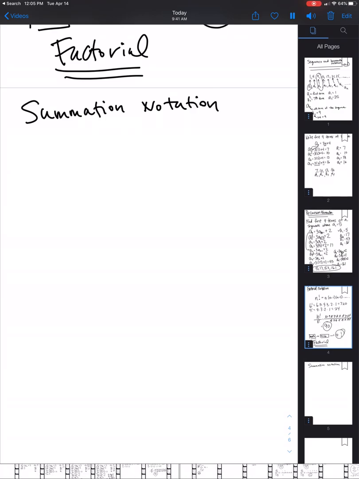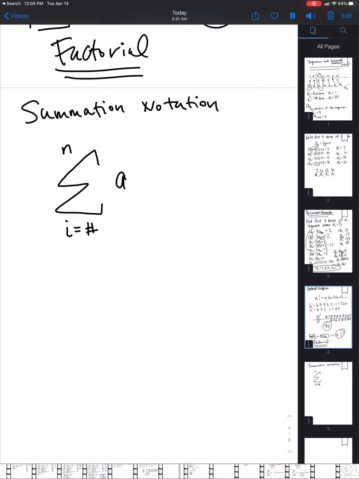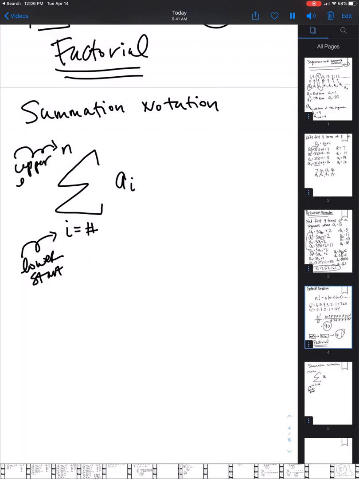It looks kind of like a big E. It's a sigma. You're going to be in a fraternity or sorority, you're going to learn all your Greek letters. Okay, and so it has a number on the top and a number on the bottom, and then it has a formula. The number on the bottom is your start, or your lower end. That's where you start. The one on the top is your upper end, where you end all the numbers. Okay, and then a sub i, that's your formula.